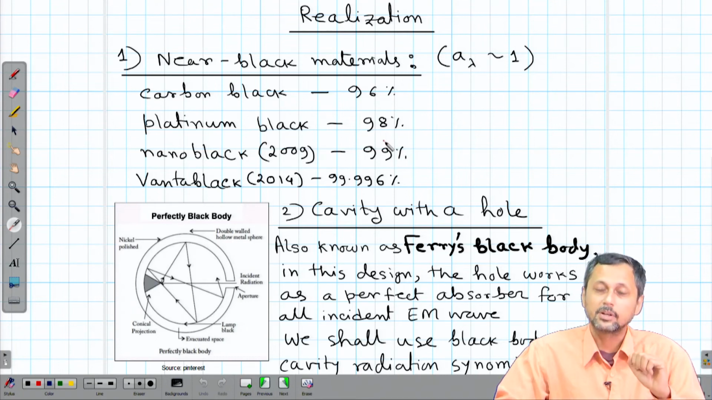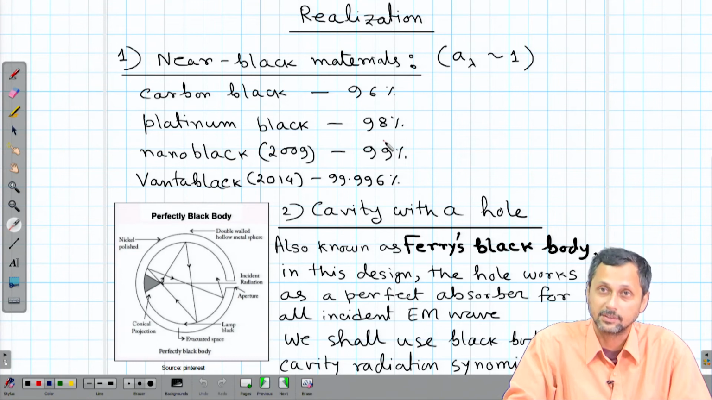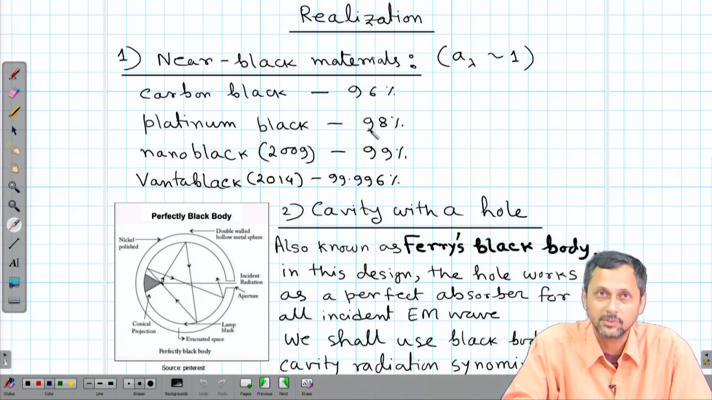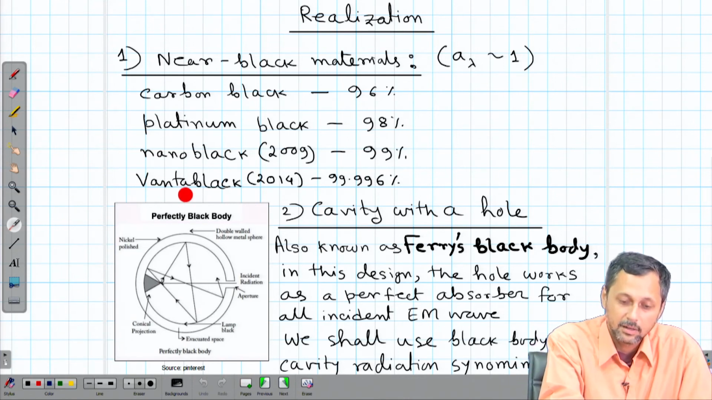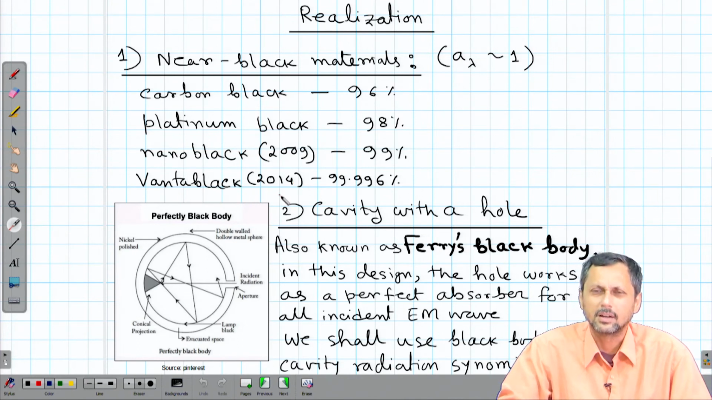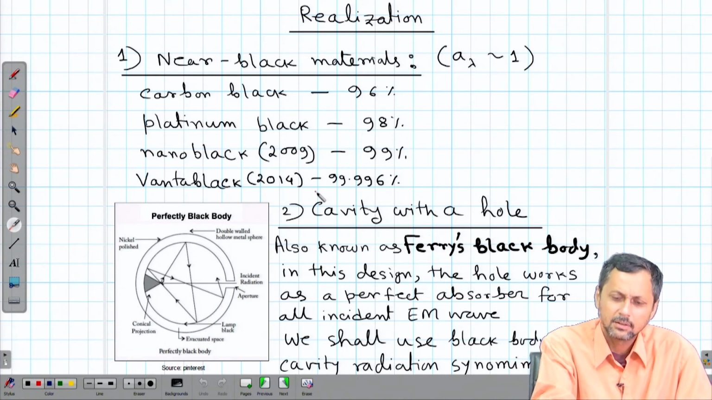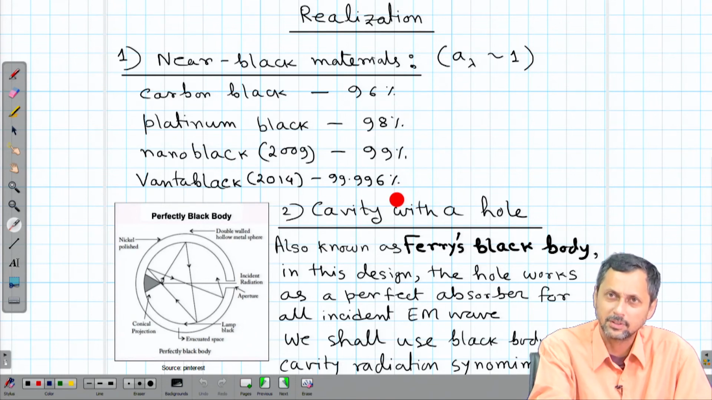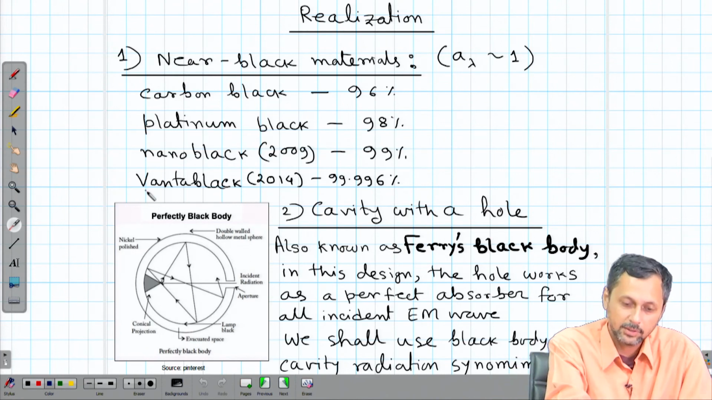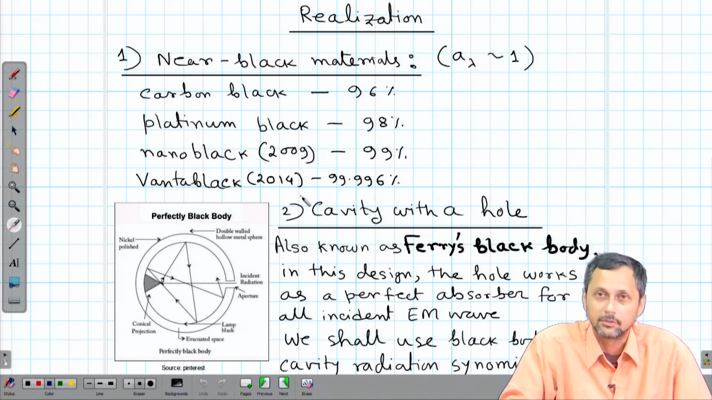Nano black, which was developed in 2009 by a group of Japanese scientists, has nearly 99% absorbance. There is a material called Vantablack, which is actually, I think, a patented product of a company from Surrey, UK, which has an absorption power of 99.996% as has been measured. So, you can actually search for this, and there are many interesting pictures and videos available from their official website.